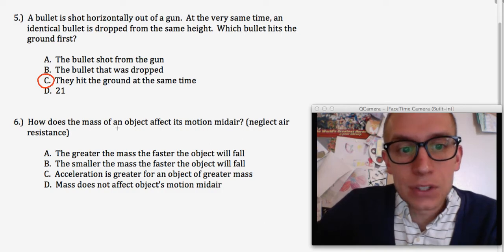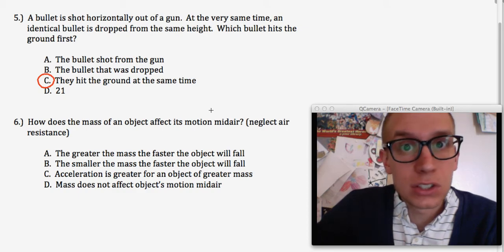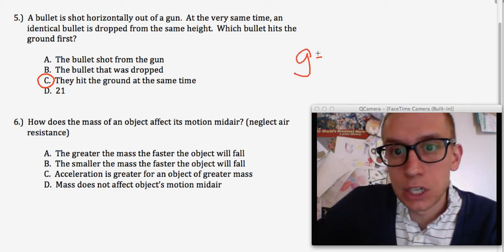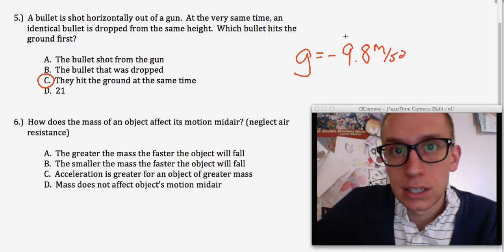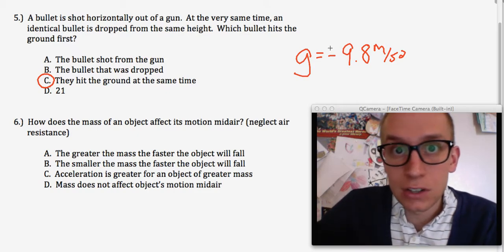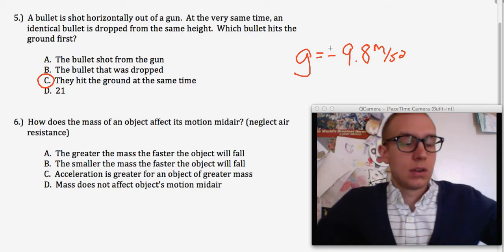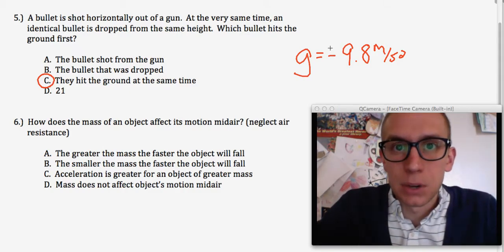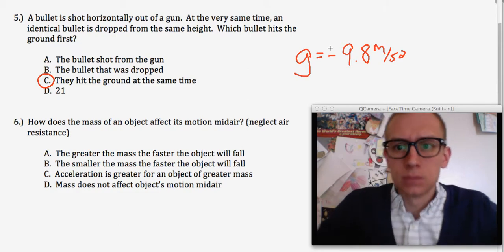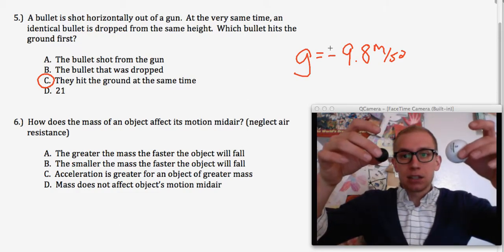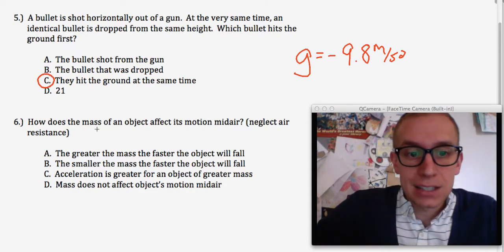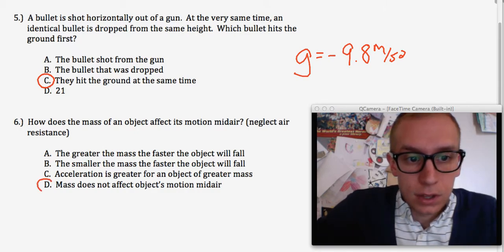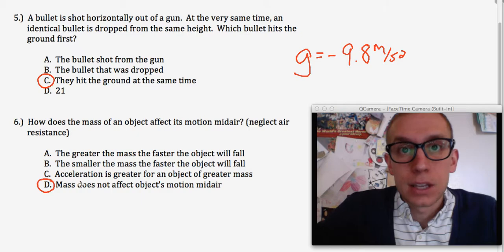6. How does the mass of an object affect its motion mid-air? Neglect all air resistance. Well, we just talked about gravity accelerates objects by an acceleration of negative 9.8 meters per second squared. It doesn't matter what the object is. If there's no air resistance, they'll fall at that rate. In class, we took, I think it was a tennis ball, a golf ball, and a marble. But if you have objects with different mass, you drop them at the same time, they'll drop together. So the mass does not affect that object's motion mid-air. D should have been your answer.